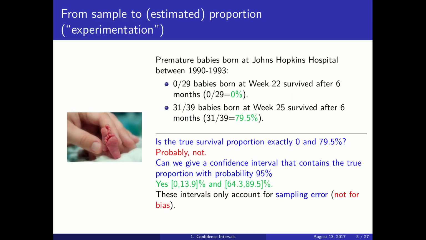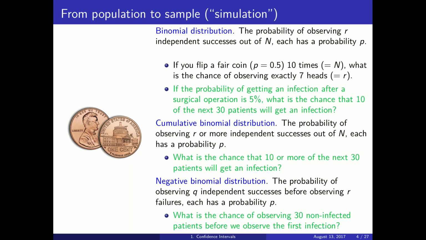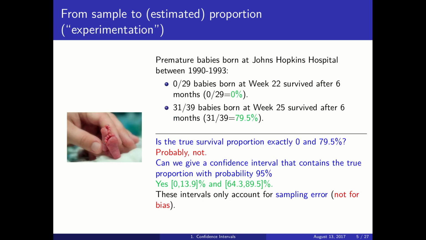So in the previous slide we have gone from the population to the sample. So if the probability of success is 0.5 and I take a sample of N equal 10 coins or 10 patients or 30 patients, what is the probability that I expect in that sample? Now we will go the other way around. We go from the sample and we try to infer what is the P in the population.